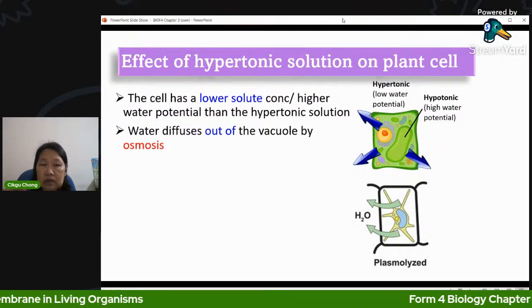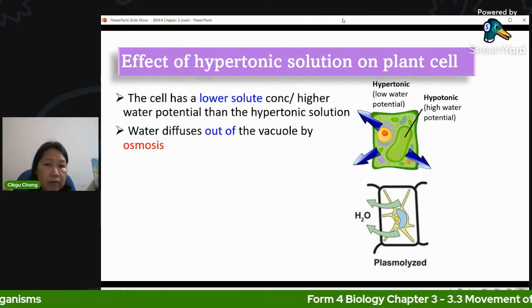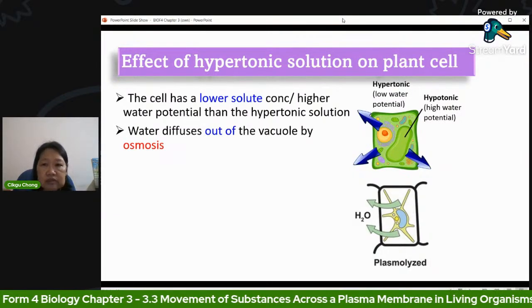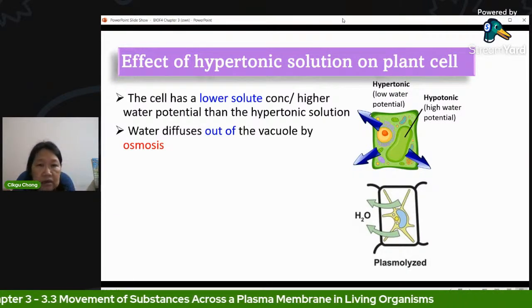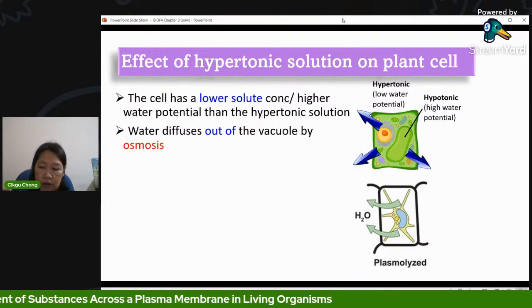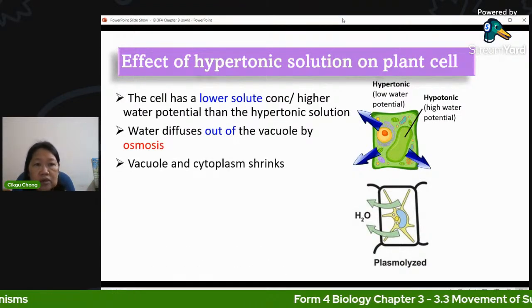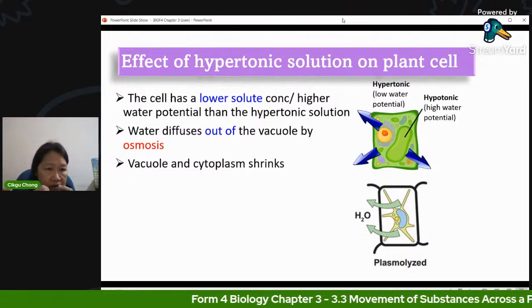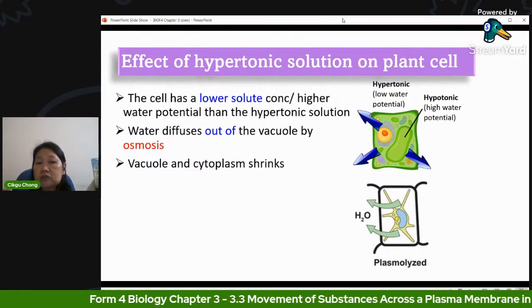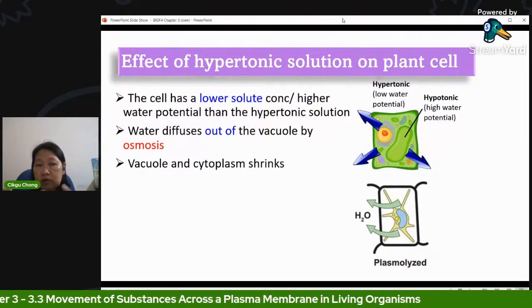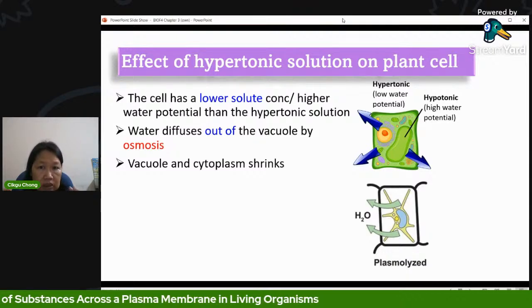So always remember how you answer these kind of questions: you compare both sides first. You say which side hyper, which side hypo. Then the next sentence, you say the movement of water. Water diffuses out or water diffuses in by osmosis. Okay, and then next one you talk about the effect. So what happens to your cell? Imagine the water goes out. Okay, so the water goes out, your vacuole and your cytoplasm will shrink because the cytoplasm is made of water. So lack of water will make the volume of cytoplasm become smaller. So it's going to shrink.